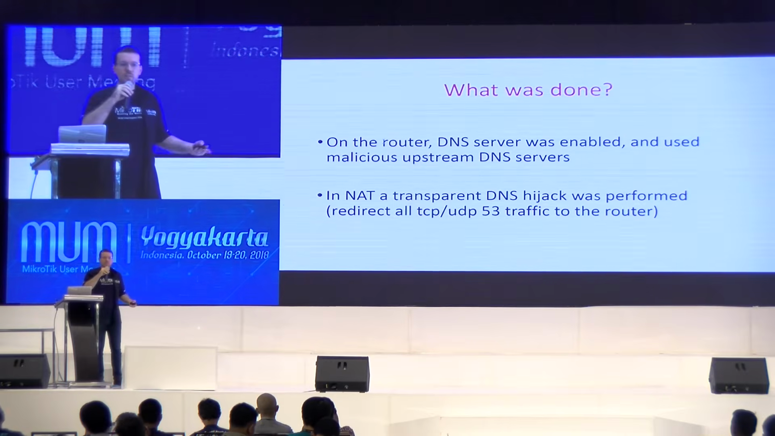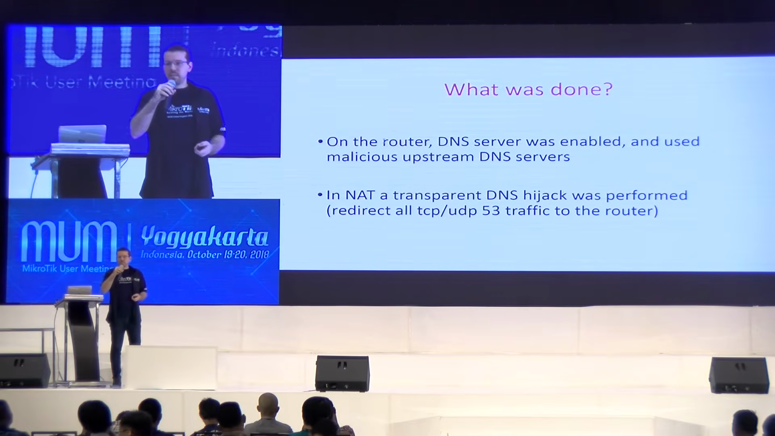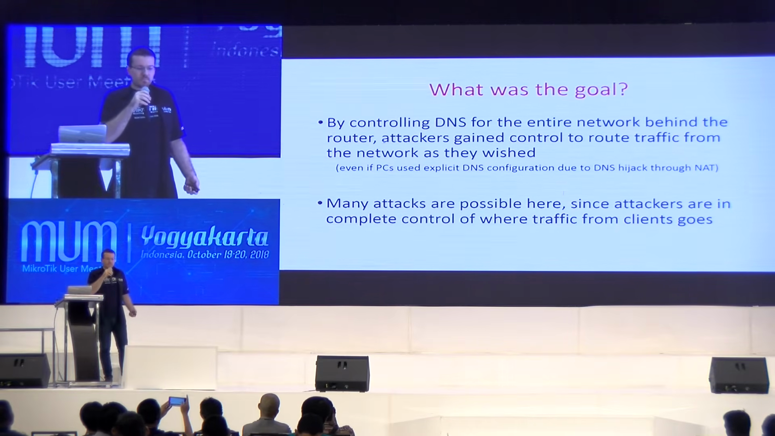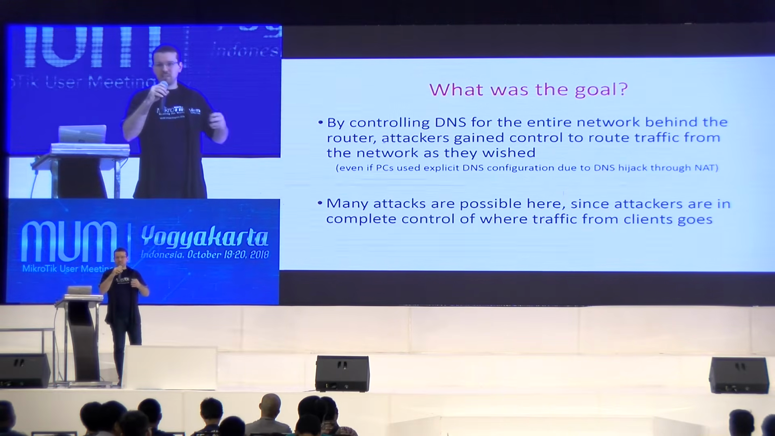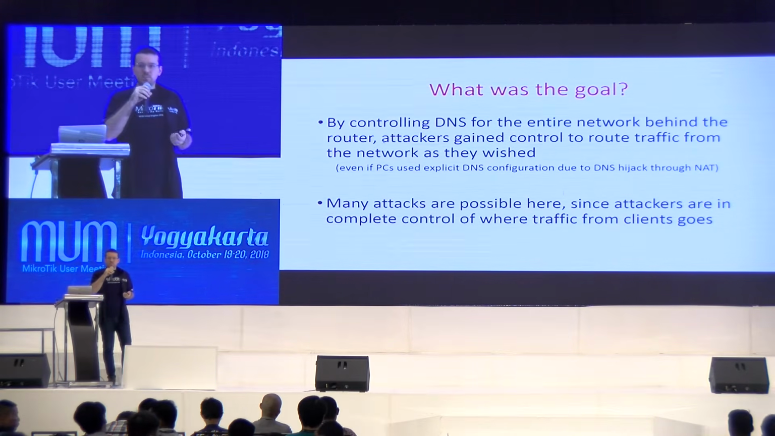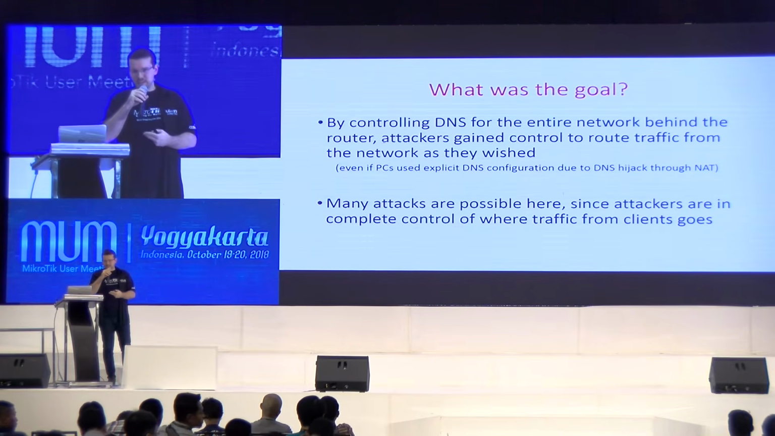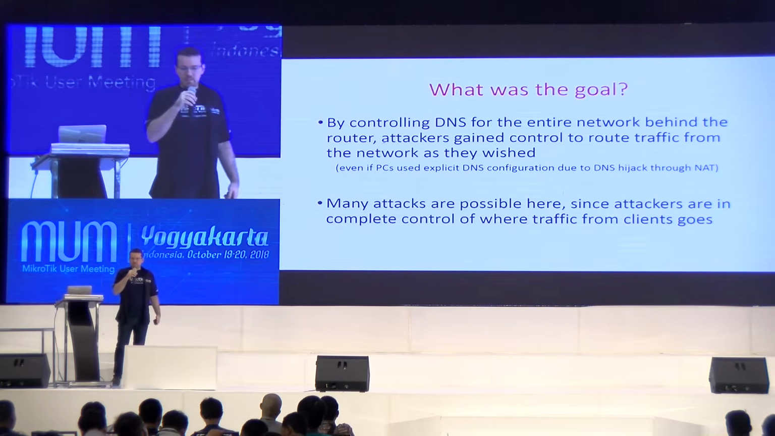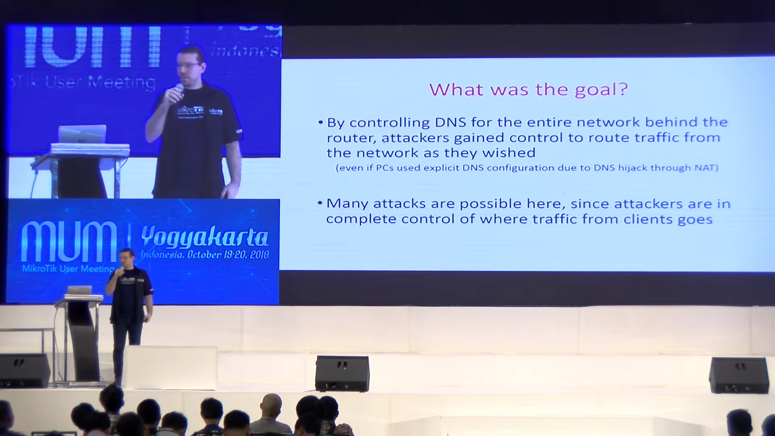Basically, the router would redirect all TCP and UDP port 53 traffic to itself. Therefore, it would capture DNS queries of the entire network behind the router. So by controlling DNS, attackers now controlled traffic routing. Here we don't mean routing in the networking sense, but routing of layer 7 requests. If the user wanted to go to Google, attackers could translate Google to a different address than Google actually is, and therefore could control where traffic from clients would go. Many, many attacks are possible here, since attackers gained complete control of where traffic from the client goes.